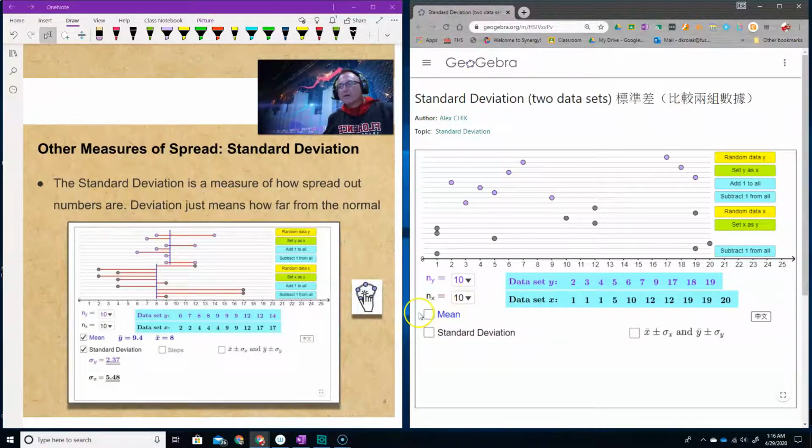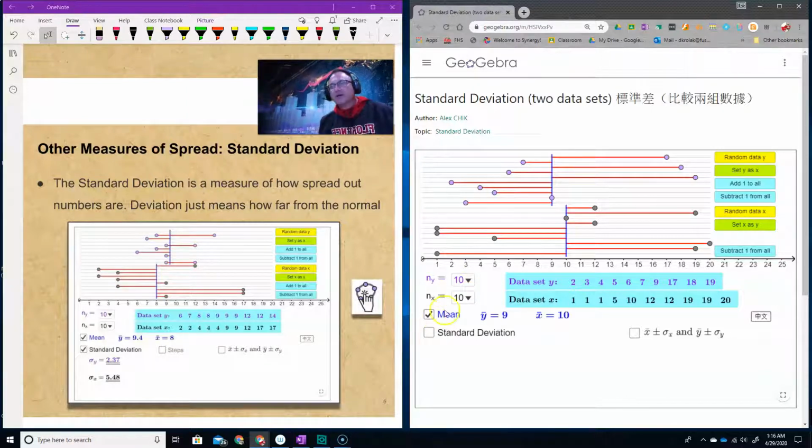What we're going to do first is, both standard deviation and variance are based on the mean. So if I've got 10 purple points and 10 gray points, I'm going to calculate the mean. The mean of the purple set, the upper set, is 9, and the mean of the lower set is 10. That's just adding these up and dividing by 10, and adding these up and dividing by 10.